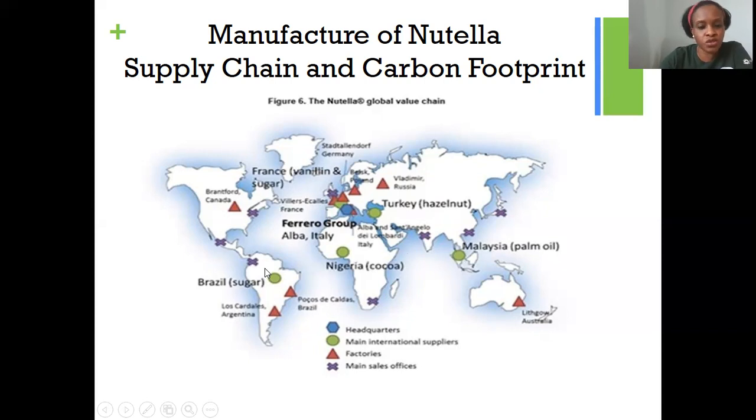That would shorten the supply chain and as such reduce the amount of carbon emissions contributed by a jar of Nutella. So we might buy our Nutella for $5, but really the cost to the environment is far greater than $5. It's in hundreds of thousands, if not millions, to the environment.